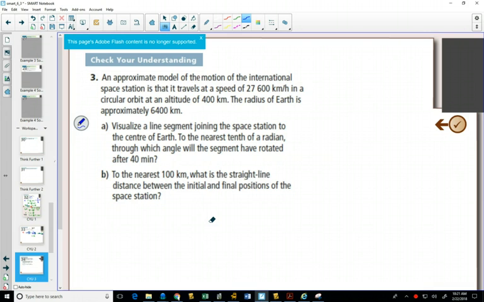So we read the question, hold that information, read part A: visualize a line segment joining the space station to the center of the Earth. To the nearest tenth of a radian, what angle will it have rotated after 40 minutes? So we're going to draw our Earth here.